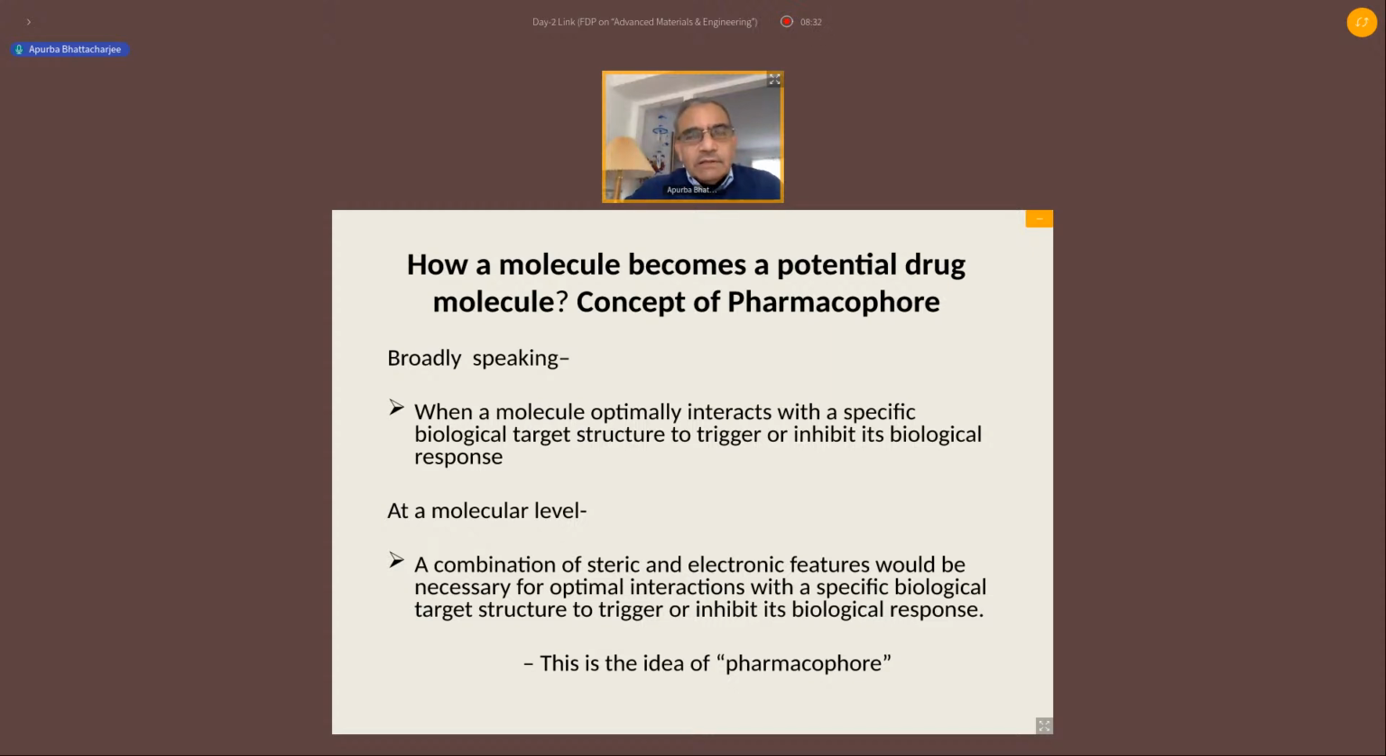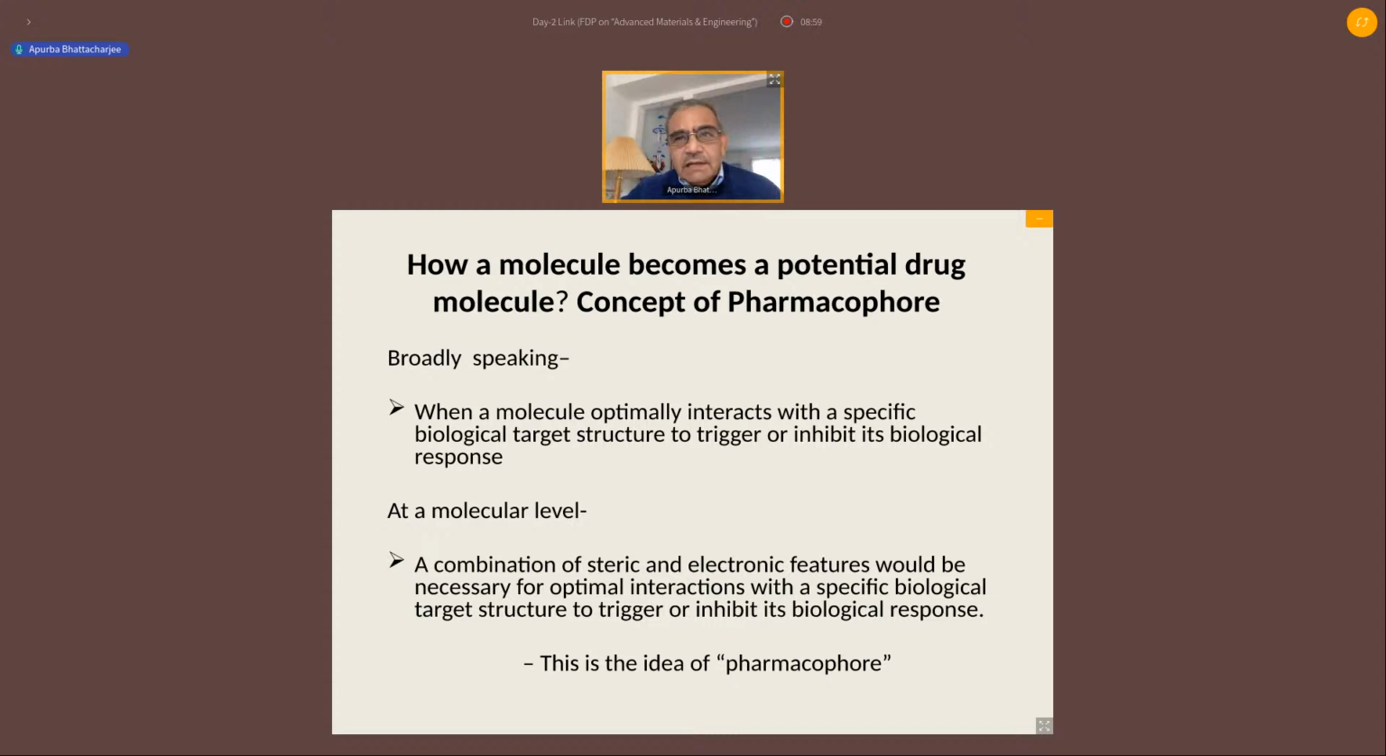If we have the target structure of the disease-specific target, then we know that when the molecule can optimally interact with the target structure to trigger or inhibit its biological response, the molecule has the potential to be a drug molecule. This is as simple as that.